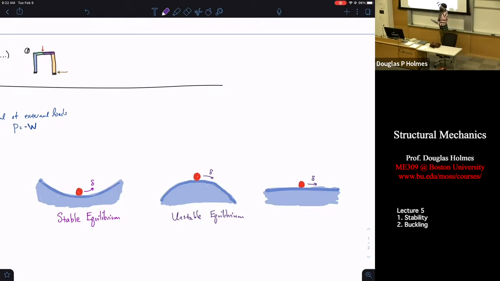Changing this one lowers the potential energy. Pushing this one up the hill raises the potential energy, so it wants to go back down. Pushing this one doesn't change the potential energy at all, so this is what's referred to as a neutral equilibrium.